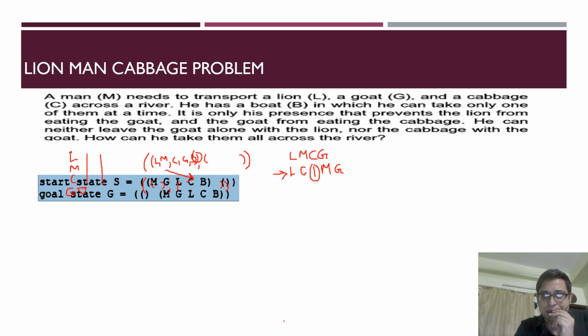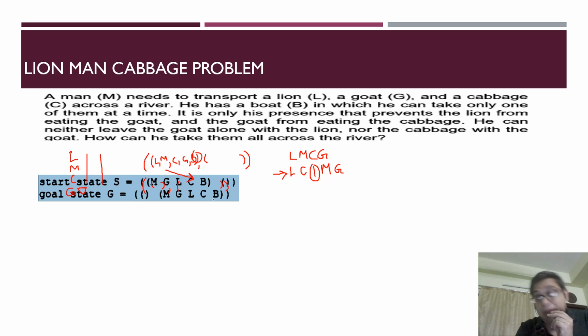Here the example is given like this, what we initially discussed, right? M G L C B and then the empty parenthesis. And then the goal state is empty parenthesis on the left side and then M G L C B on the other side. Okay, the first representation that we discussed.